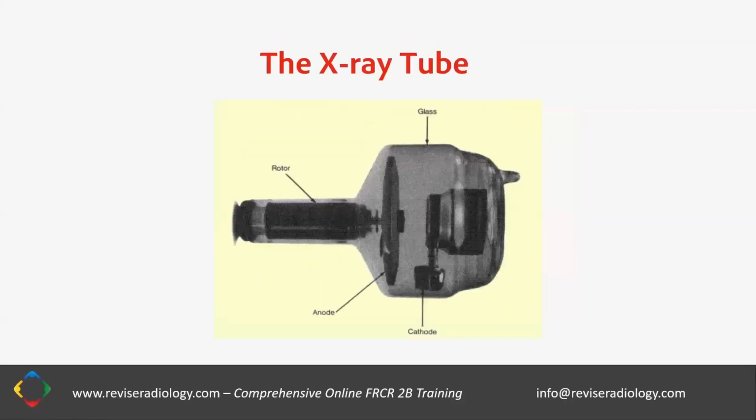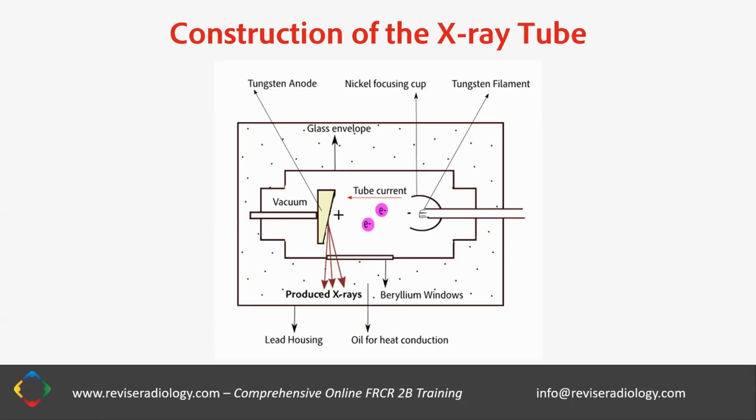Okay, so this is basically what the X-ray tube looks like. I'll show you a diagram of it as well in a second, but essentially it's a glass envelope which has a vacuum inside it. There's something called the anode and something called the cathode, and the anode is attached to a rotor. We'll go into much greater detail about what all these things mean in just a second. So here's a diagrammatic representation of the X-ray tube.